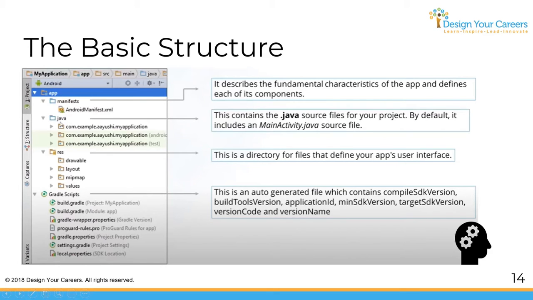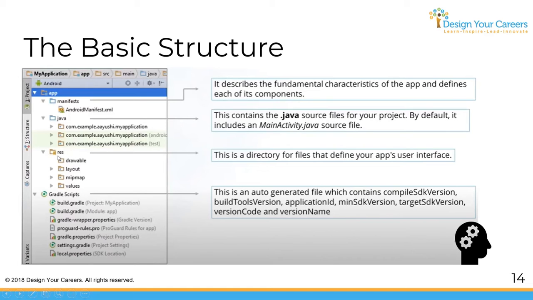So it has all the fundamental characteristics. The next thing would be the Java folder. Here you could code your entire Android application. In this case, we are using Java, and here you mainly use this one. We do not go with the test; maybe that's for testing purposes. This contains all the .java files, and by default they have MainActivity.java.